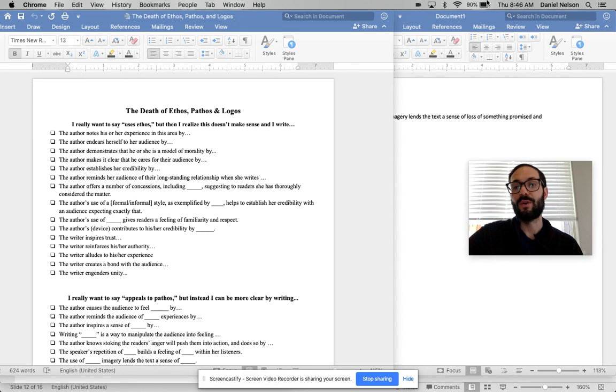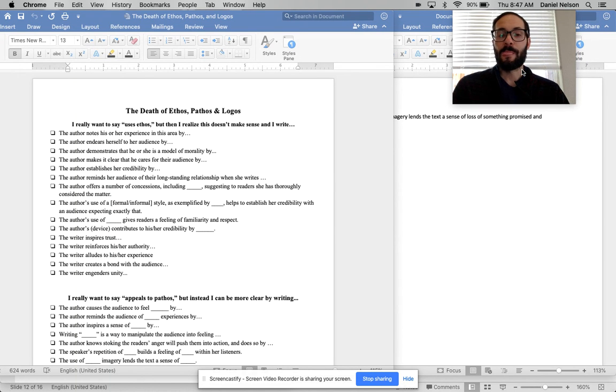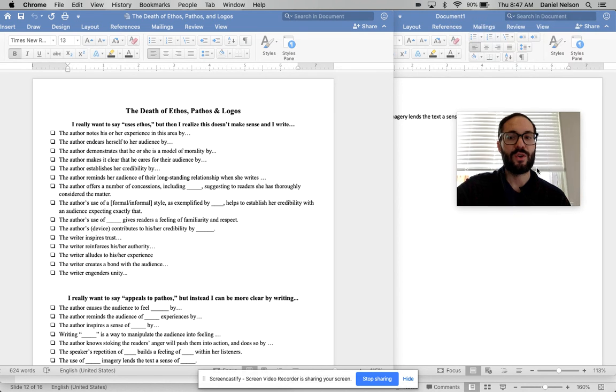Today, go back to that worksheet that you did yesterday, and look to see how you're writing about the introduction to King's Letter from Birmingham Jail. Make sure that you are looking past the use of that ethos, pathos, and logos.